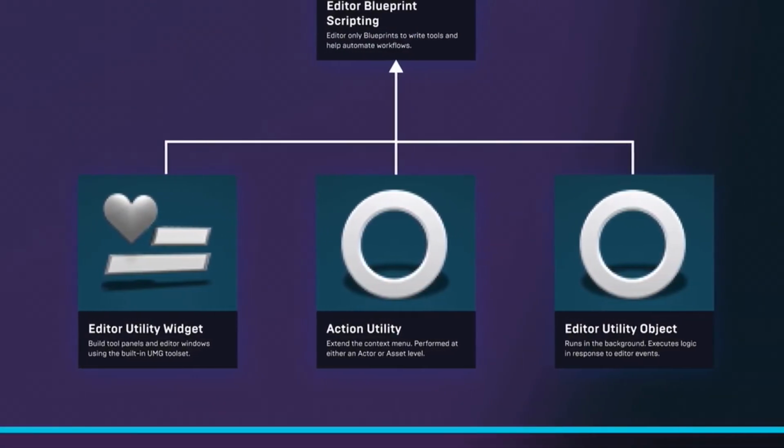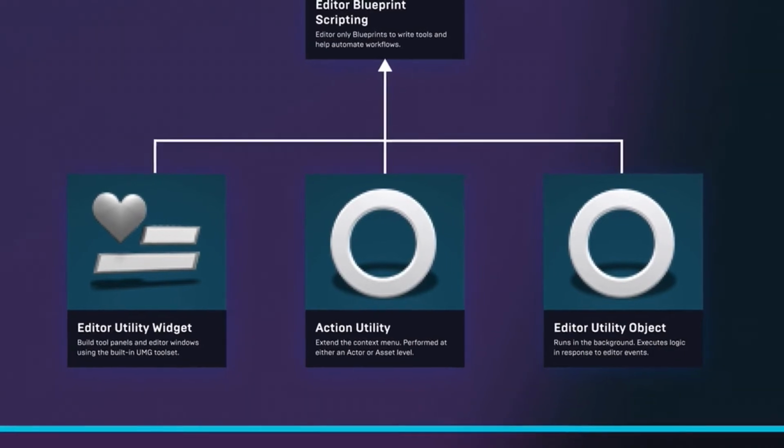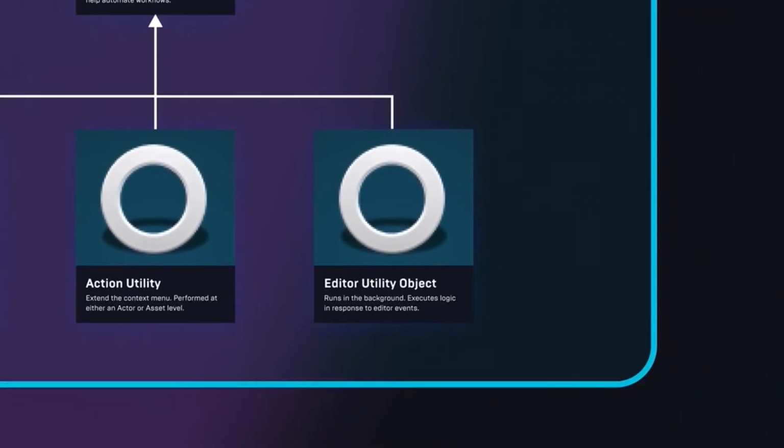Action utilities can extend your right-click menu and perform tasks over an object selection set either in your level or the content browser. Finally, editor utility objects run passively in the background, listening for editor events. They are a great way of implementing asset validation checks for your designers and content creators.